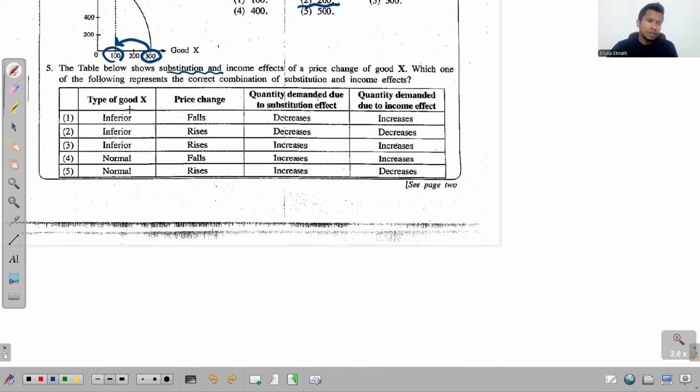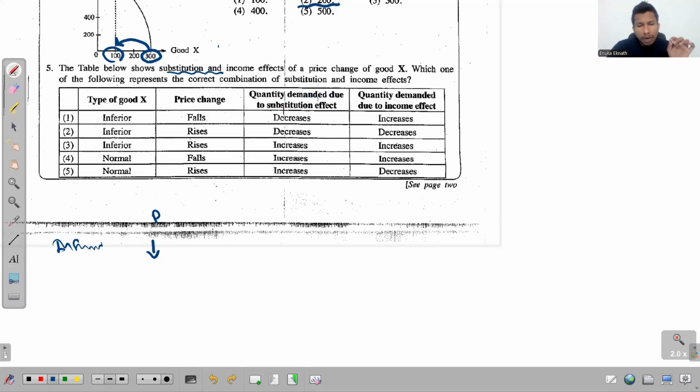All right. So look at this one. Type of good X. The first one we see is inferior. If the good is inferior, imagine that the price decreases. Good is inferior and price decreases. Good is inferior, price drops. And the quantity demanded due to substitution effect.